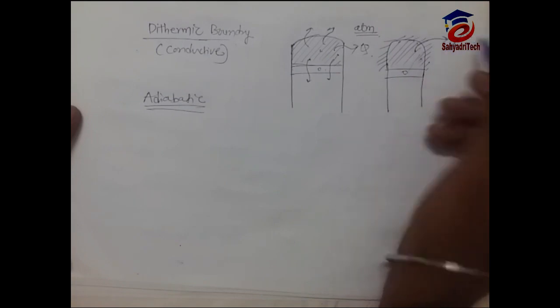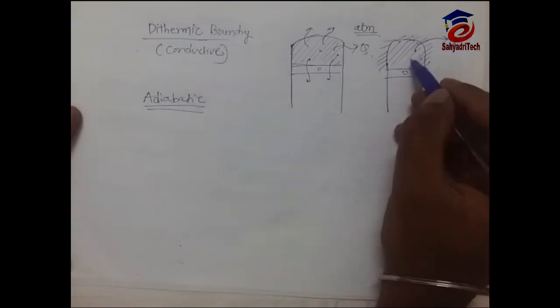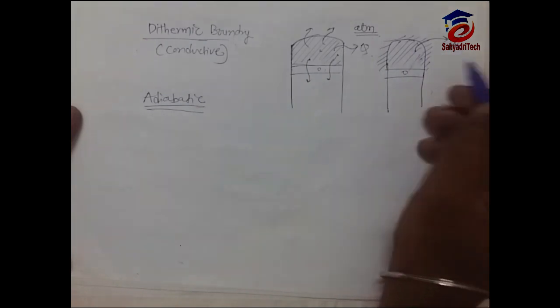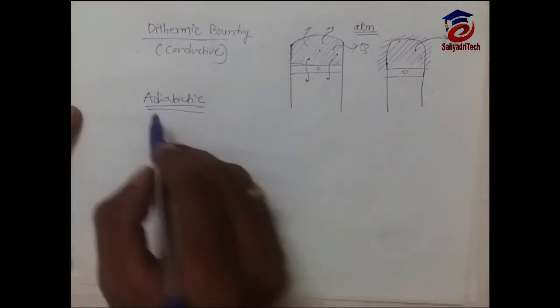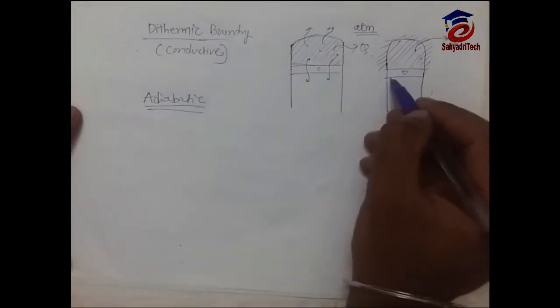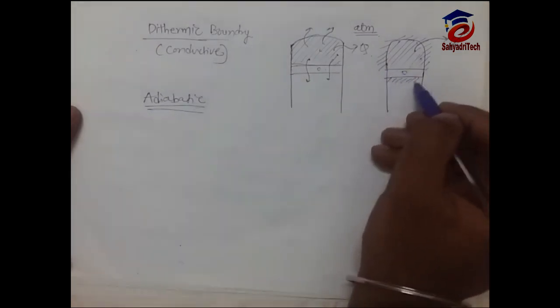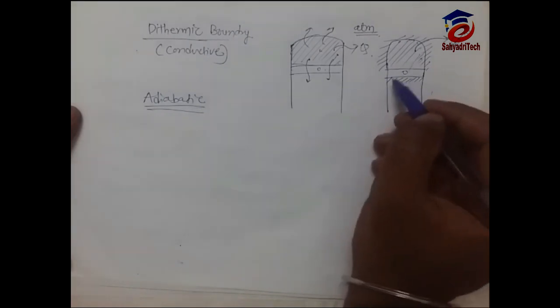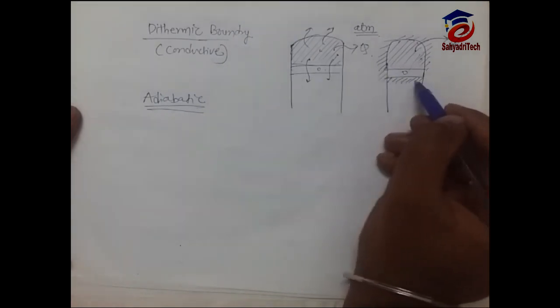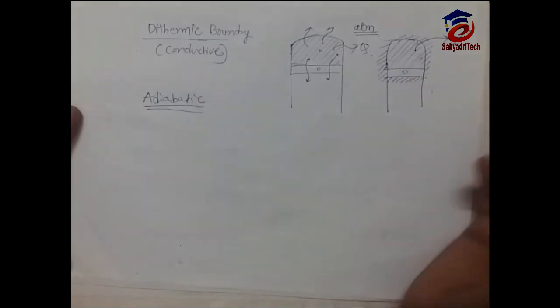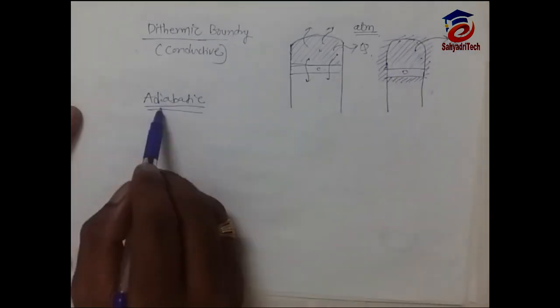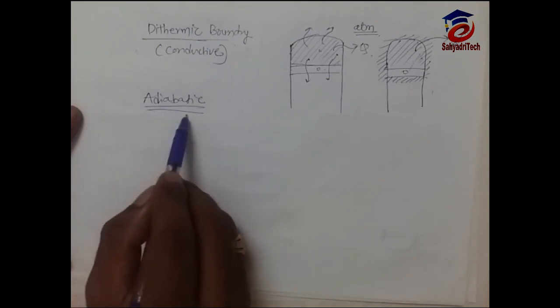Heat transfer will be zero. We can obtain work done, but we cannot transfer heat. So that type of boundary is nothing but adiabatic. Here also this piston is insulated and we cannot transfer heat. This is not fixed, but it is insulated. This is the gas inside and heat will not transfer. So this type of boundary is an adiabatic boundary.